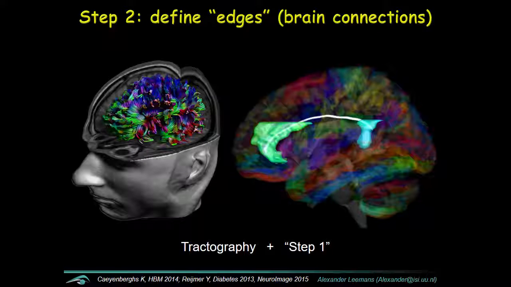Second step, well, we need to define the edges, okay, the connections, the brain connections. And you do this basically by including step one, which are the brain regions, and then basically find every combination of pairs of regions and see, are there any tracts connecting them. Okay, so if you've got, let's say, 100 regions, then it's 10,000 divided by 2 number of possible connections that you need to investigate. Okay, so this is quite an expensive procedure in terms of computational cost.